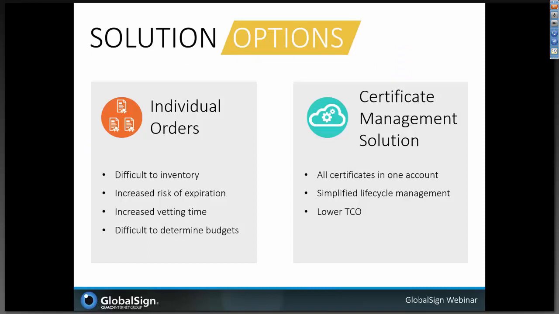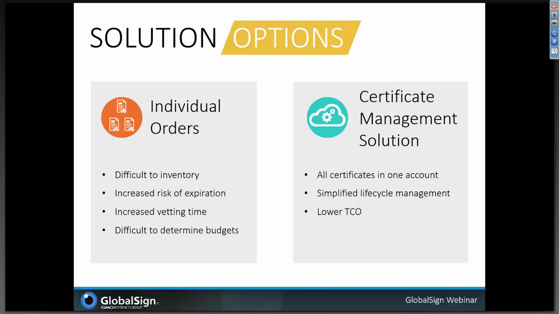So from the perspective of how to get certificates to your web servers and to your users in your enterprise or corporate business, there traditionally have been two approaches. One is individual orders, where people would have an account. They would tend to order certificates on demand.